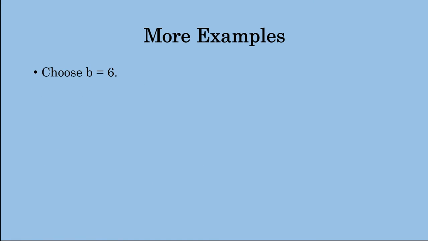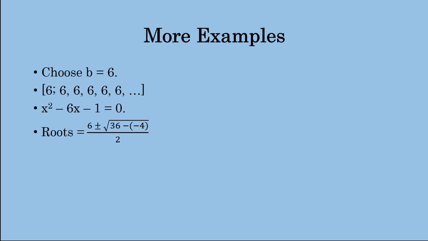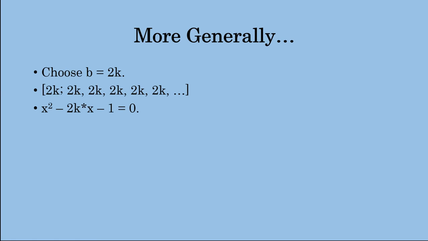And with b equal to 6, we can also do the same thing. So here are the roots. We get 3 plus the square root of 10. And more generally, if we were to choose an even value for b, so b equals 2k, what would this be equal to? Well, we get 2k, semicolon, 2k, comma 2k, comma 2k, on and on. And we can substitute this into the equation and get some more general results. So these would be the values of the roots.